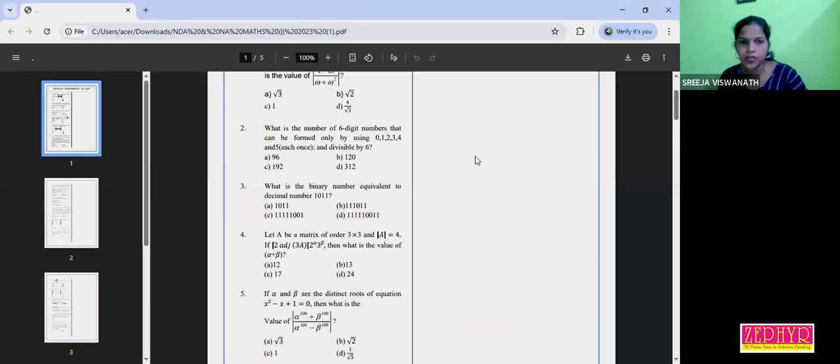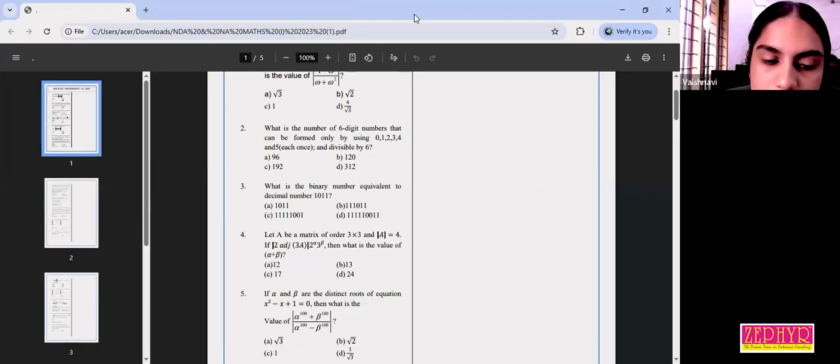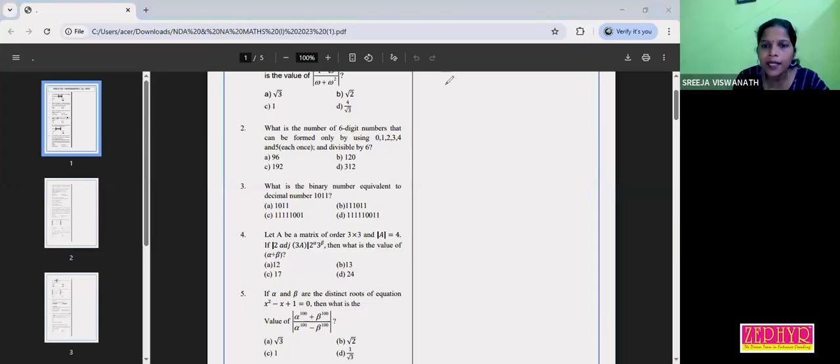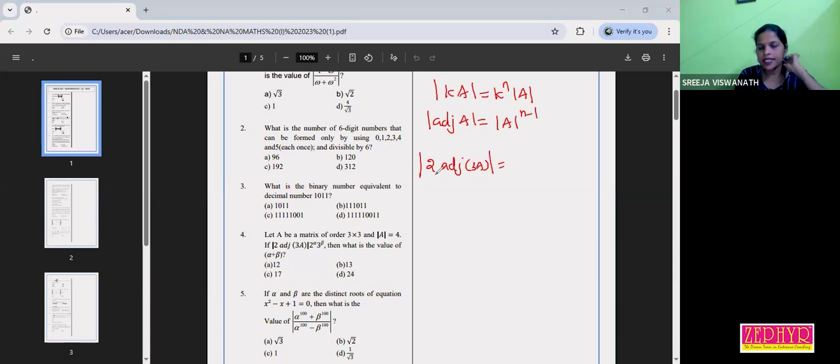Adjoint. This question? Yes, teacher. Yes. So listen carefully. We have the property determinant Ka is equal to K raised to n into determinant A, and determinant of adjoint A is equal to determinant A raised to n minus 1. Here we have to find 2 into adjoint 3a, determinant. So we can consider the whole term as a. This is k. So by using the first result, k raised to n, 2 raised to n, n is the order of the matrix, 2 cubed into determinant adjoint 3a.